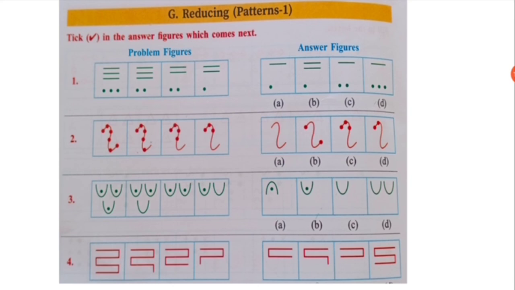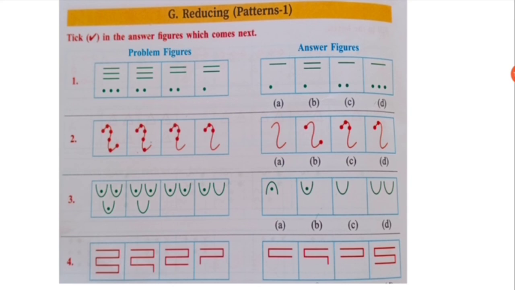Maybe it would be A, because what remains? Only 1 dot and 2 lines remain. So the same answer could not be there. That is why B is not there. Already 2 dots are not there, so we cannot say 2 dots, means C is not the correct answer. 3 dots are not there. Already we have got 1 dot in the last figure, so we cannot say D will be the correct answer. So A is the right answer.